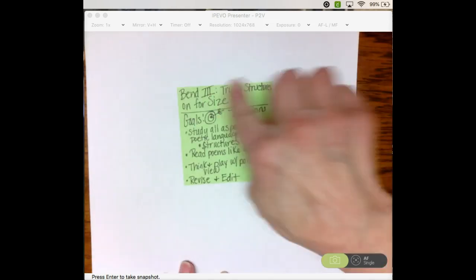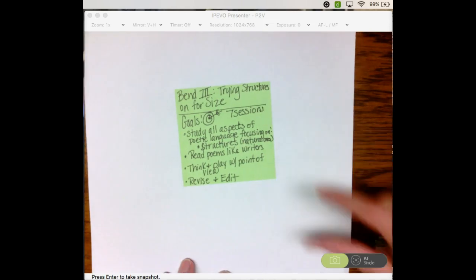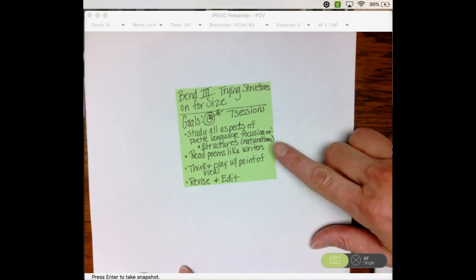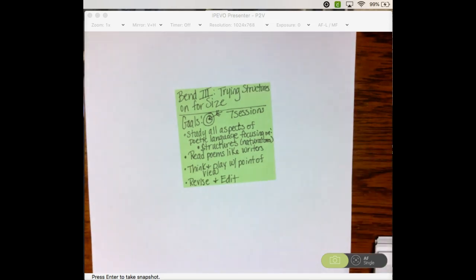Finally, in bend 3, you're going to talk about trying structures on for size. This is 7 sessions long. So the kids will be studying all aspects of poetic language and focusing on structures, like natural structures. Don't worry, there's going to be a lot of supports for you as a teacher, because I was really concerned myself. But as I started reading through the teaching points and I looked at all of the anchor charts, I found that it was really helpful. And I had that mentor text and some other poems around me so that I could locate those and understand those better. They'll think and play with point of view, and they'll revise and edit.